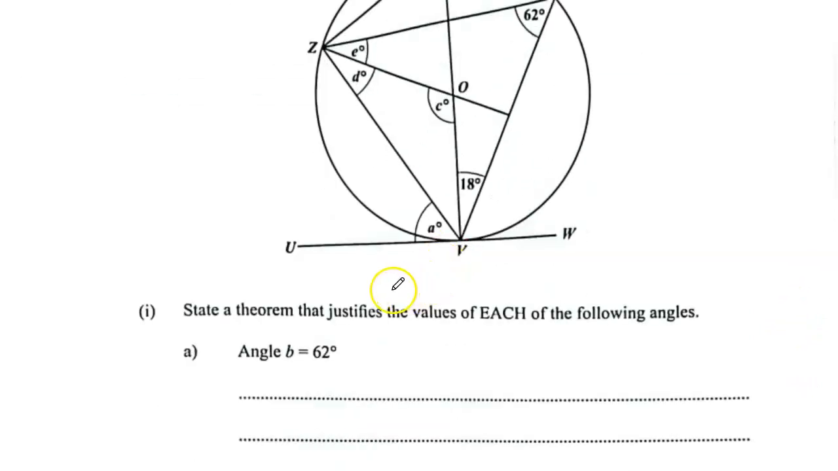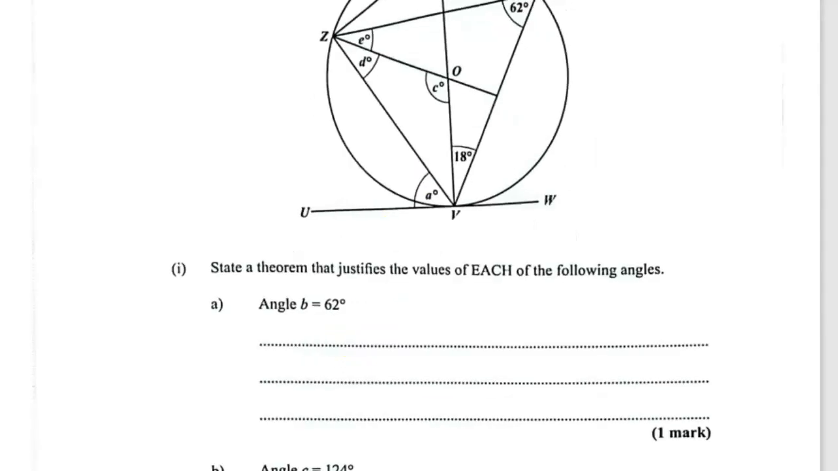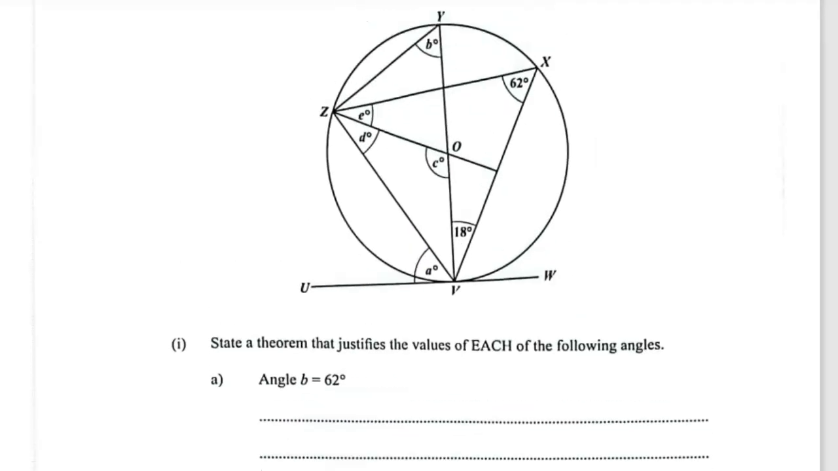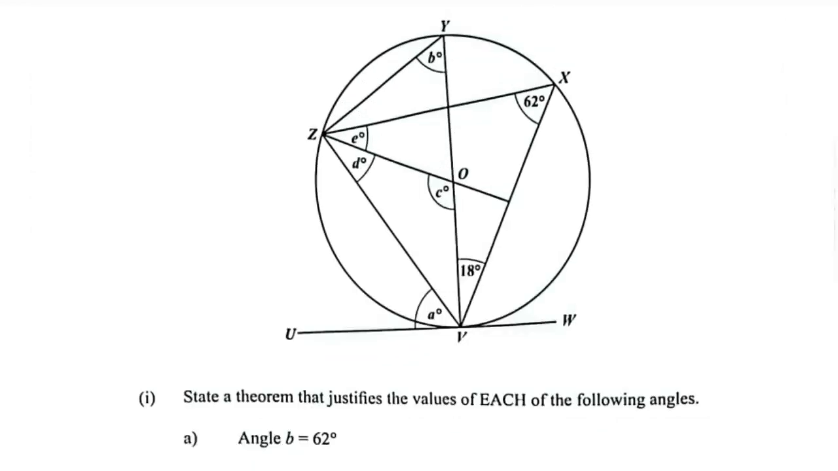State the theorem that justifies the values of each of the following angles. We are told that angle B is 62. Now, why is angle B 62? If you notice, angle B here and angle X here are in what we call the same segment. They are subtended from the same chord. If you look at the chord ZV, from ZV we have two lines that converge at X, and from the same chord ZV we have two lines that converge to form B.